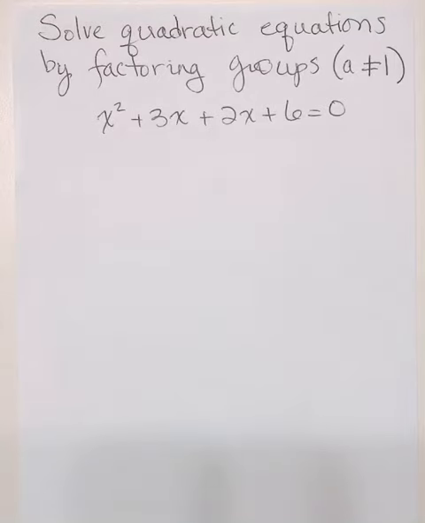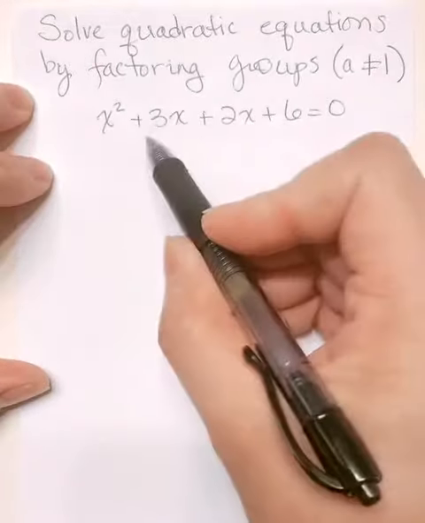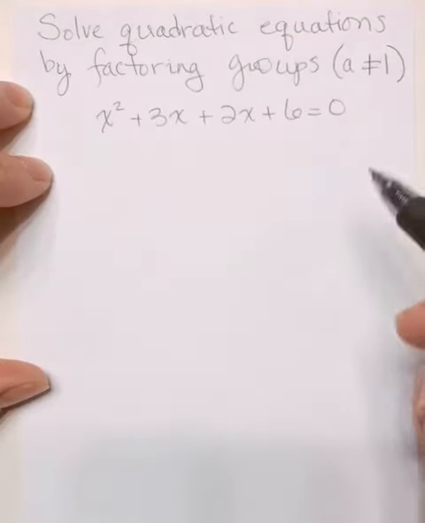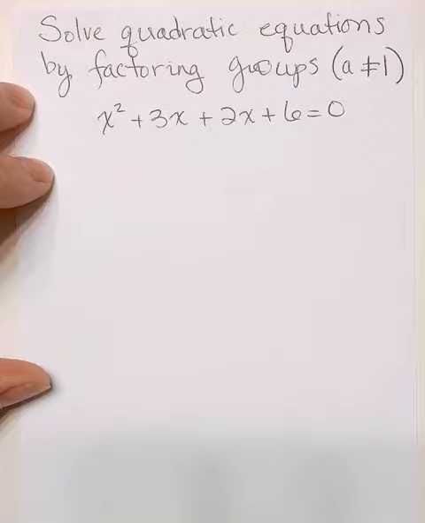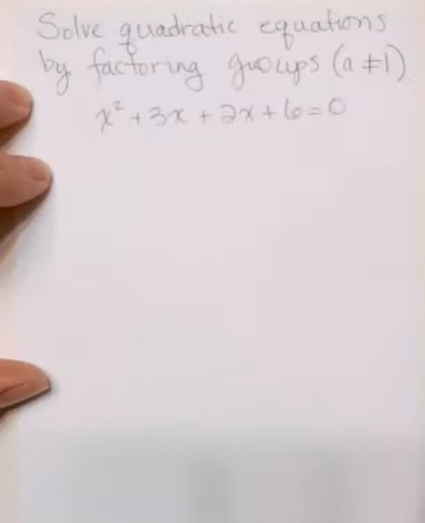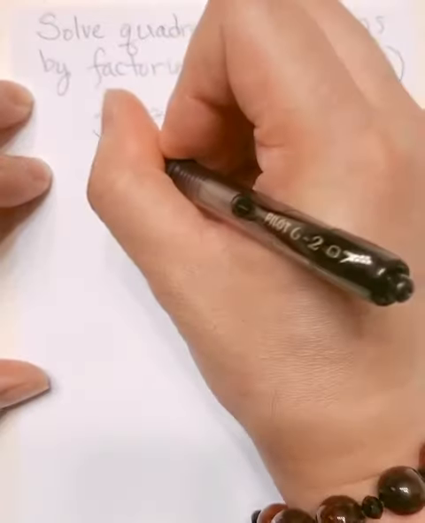Hi Algebra 1 students. Today I'm going to show you an example of how to solve quadratic equations by factoring by grouping. We can do this when your equation already has 4 terms. And then I'm going to show you another example where there are 3 terms and then you have to split it up. So if your equation has 4 terms, you can actually divide them into 2 groups.